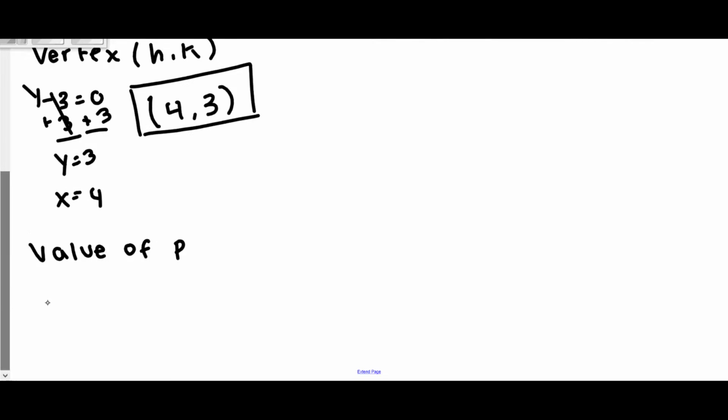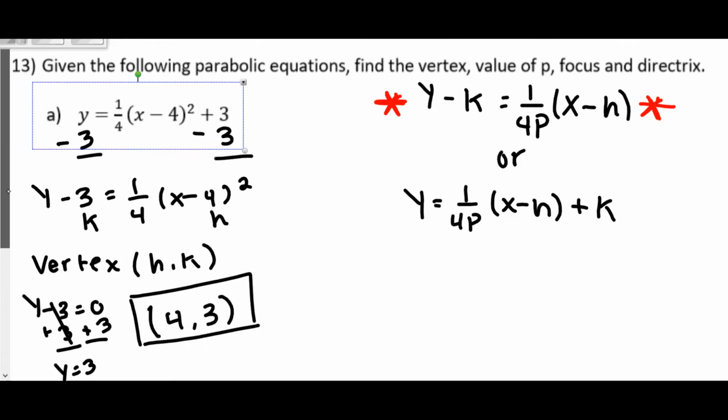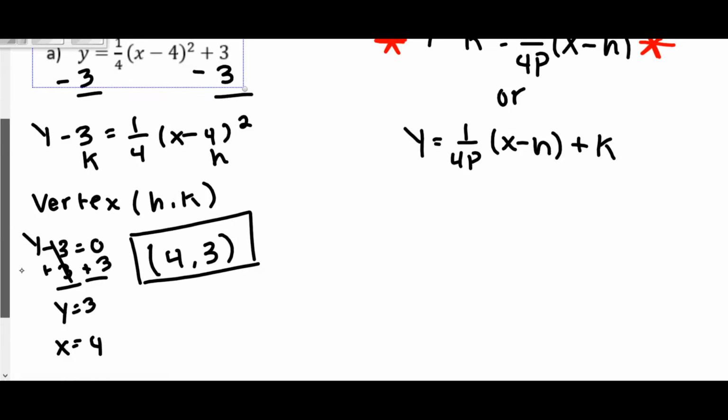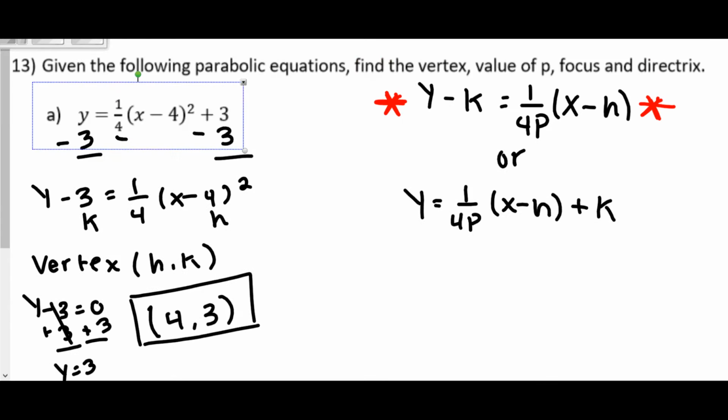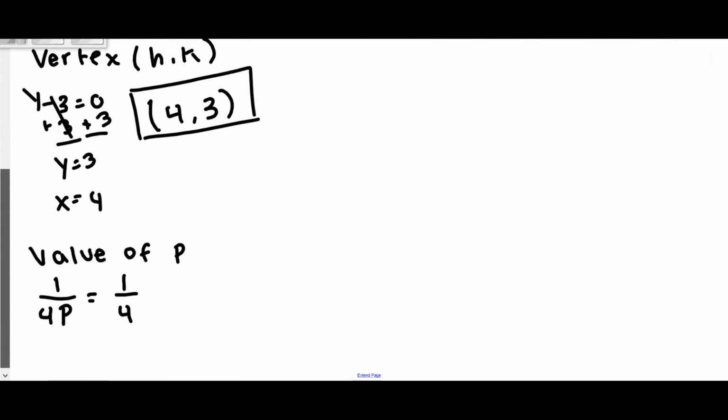So in my original form, I have 1 minus 4p. And in my parabolic equation, 1 over 4p is equal to 1 over 4. So basically, I just looked and saw what fraction is in that spot, the same spot as this guy, and set them equal to each other because they're equal. And then you can just cross multiply. So 4p equals 4, so p equals 1. So the distance between the vertex and the focus, or the vertex and the directrix, is 1.